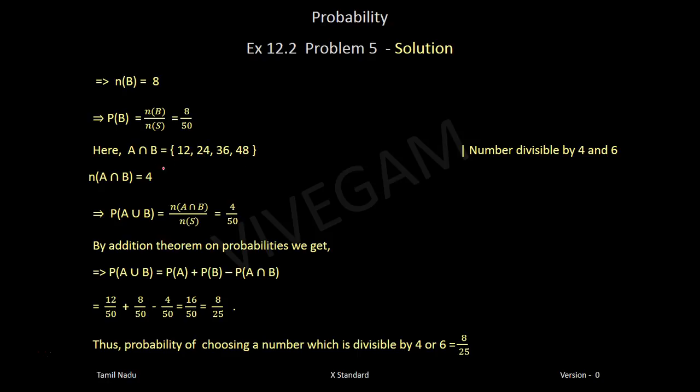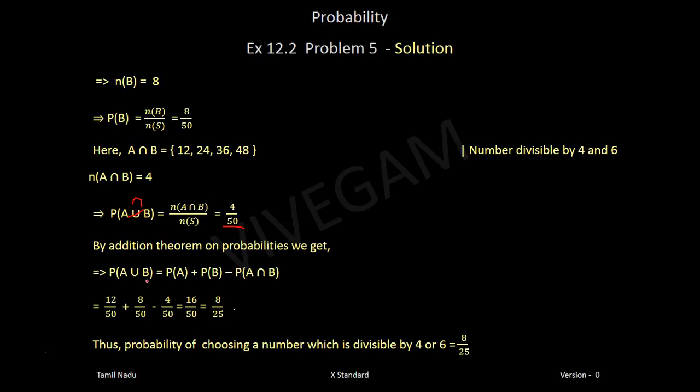What is n of A intersection B? 1, 2, 3, 4. So it is not union, it is intersection. Okay, probability of A intersection B is n of A intersection B divided by n of S. N of A intersection B is 4. N of S, we know it is 50. So probability of A intersection B is 4 by 50.